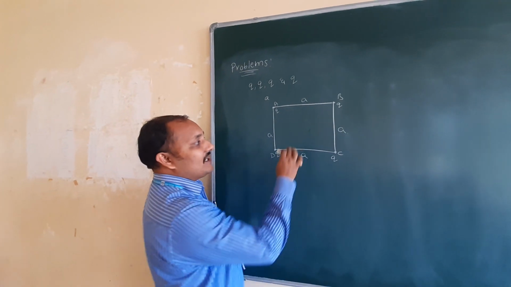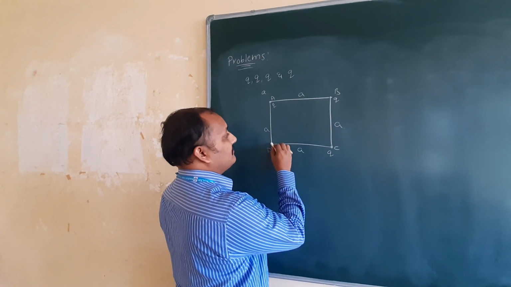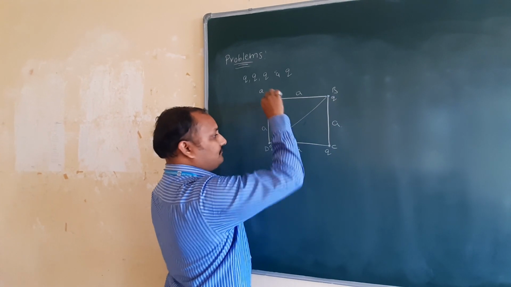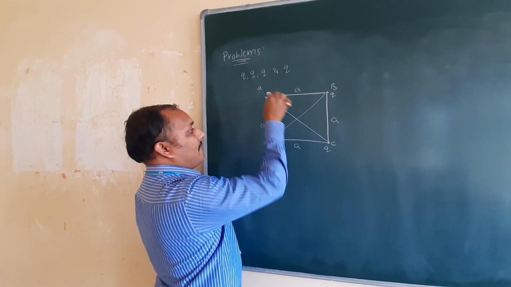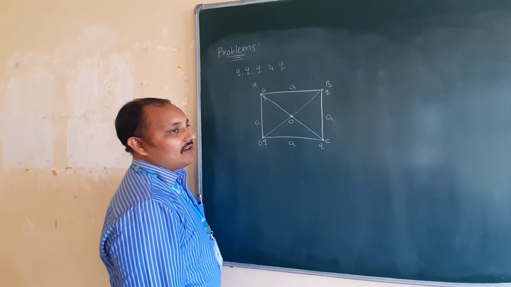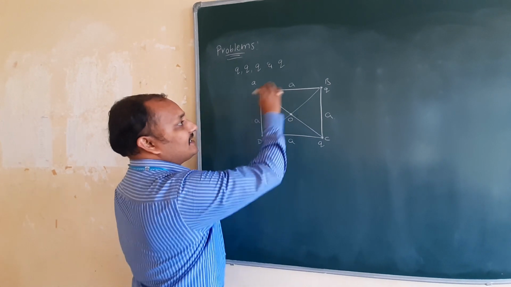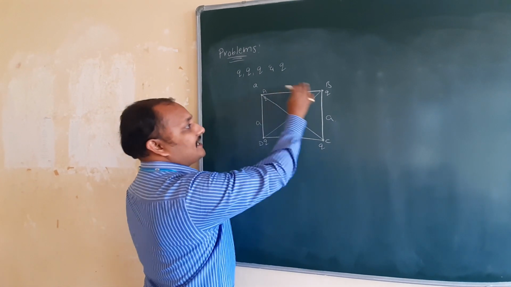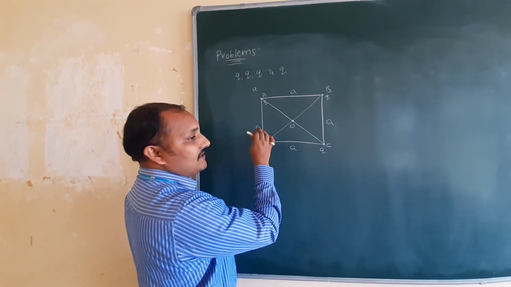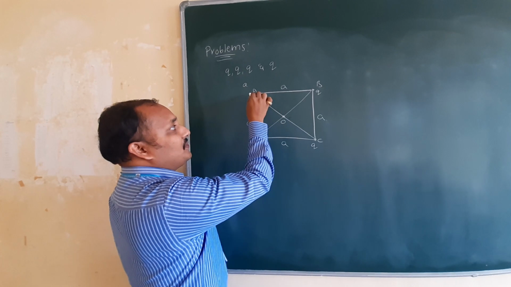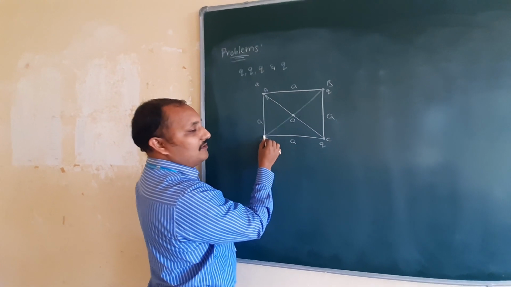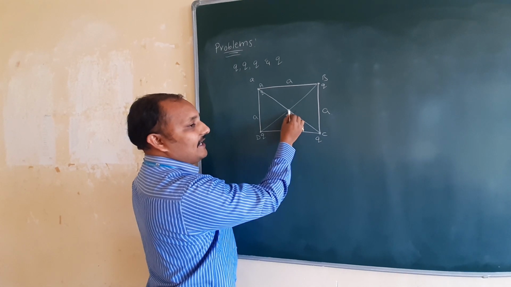Now we are finding the potential at the center of this square. Center means this one. You can draw the two diagonals. This point O is the center of the square. Here there are a total of 4 charges. We are finding the potential due to these 4 charges: potential due to A, potential due to B, potential due to C, potential due to D, at O.